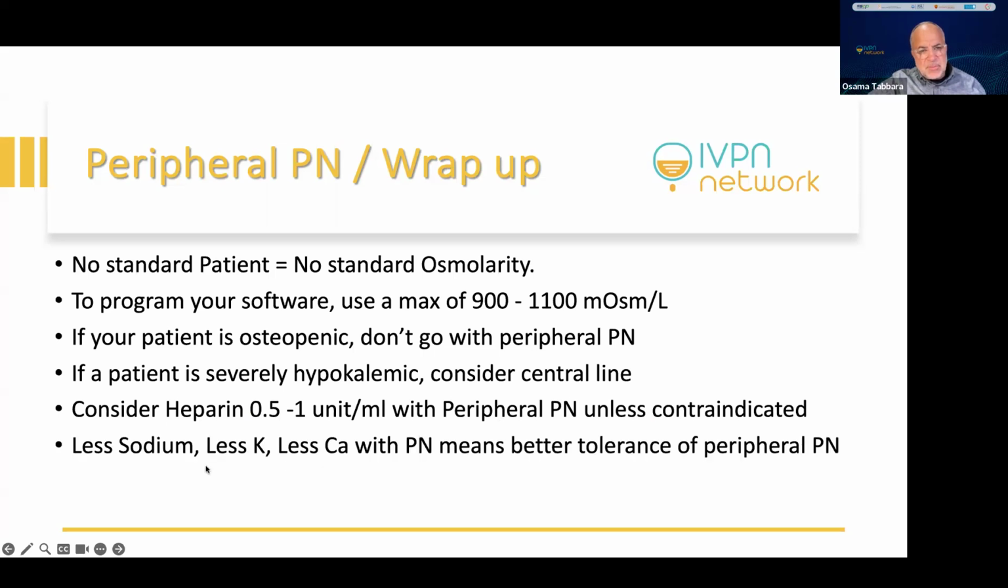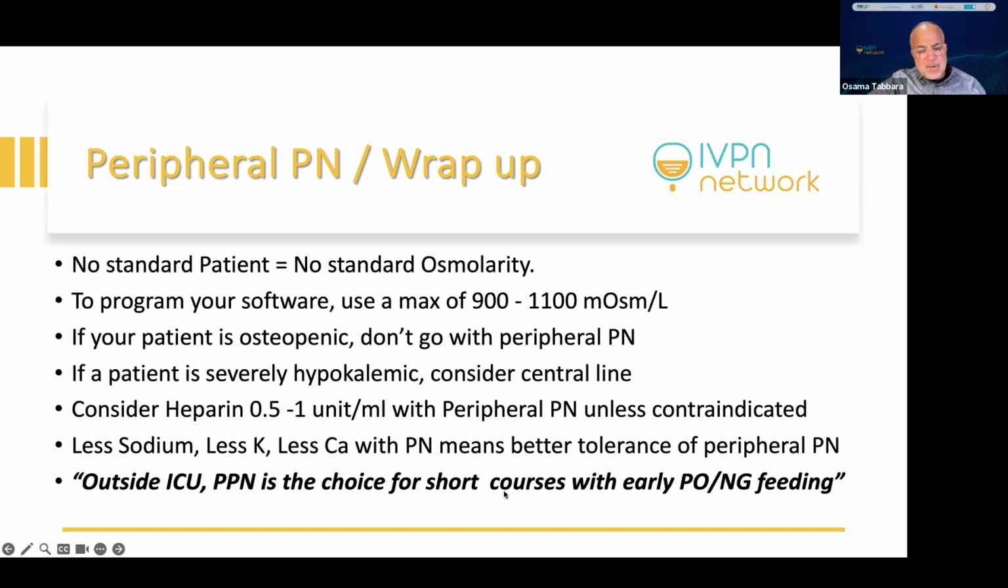We give less sodium, less potassium, and less calcium with parenteral nutrition peripherally, which means better tolerance of peripheral parenteral nutrition. Outside the ICU, PPN is the choice for short courses with early PO and NG feeding.